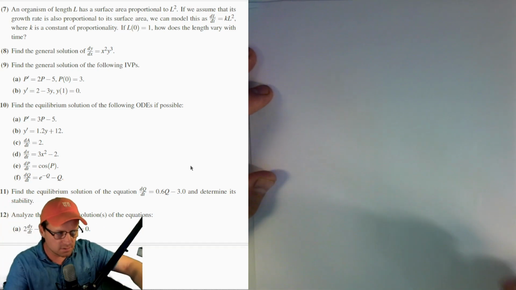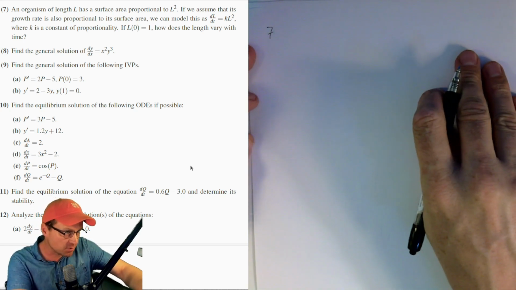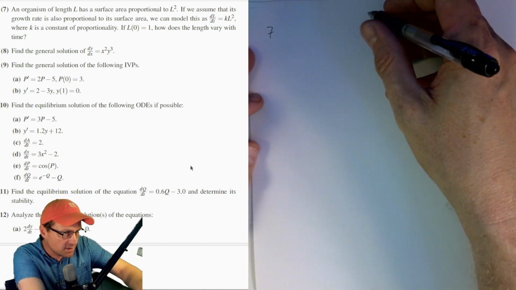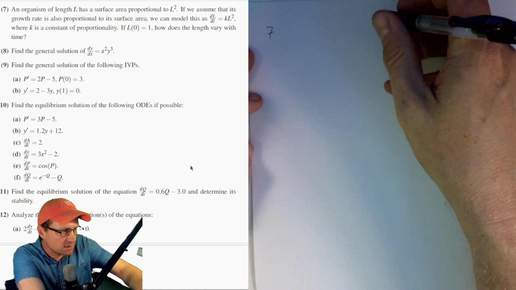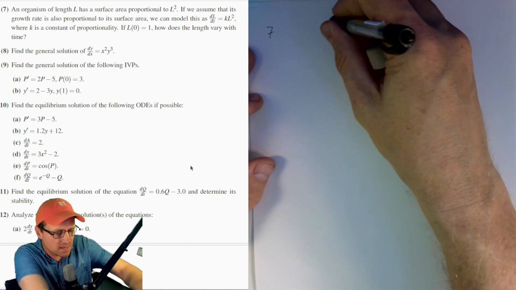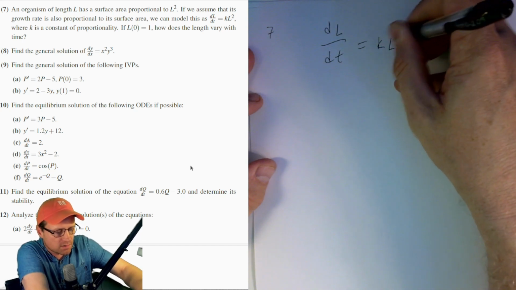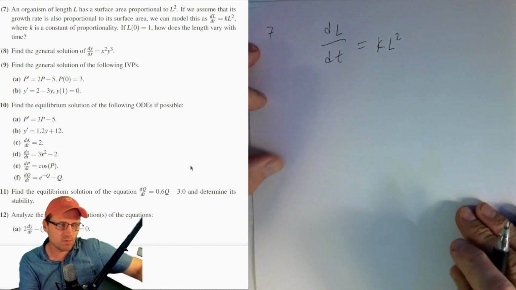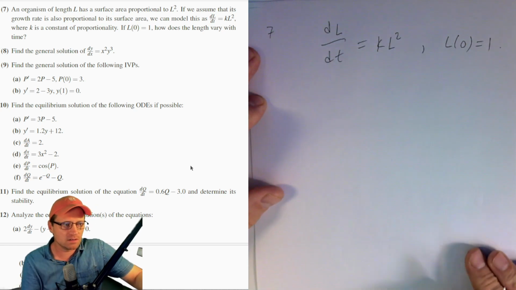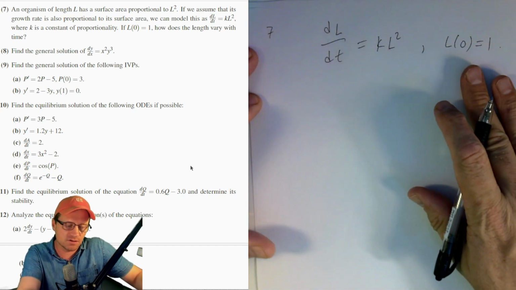Now question 7 says an organism of length L has a surface area proportional to L². If we assume that its growth rate is also proportional to its surface area, we can model this as dL/dt = kL², where k is the constant of proportionality, and L(0) = 1. How does the length vary with time? So we have this initial value problem.